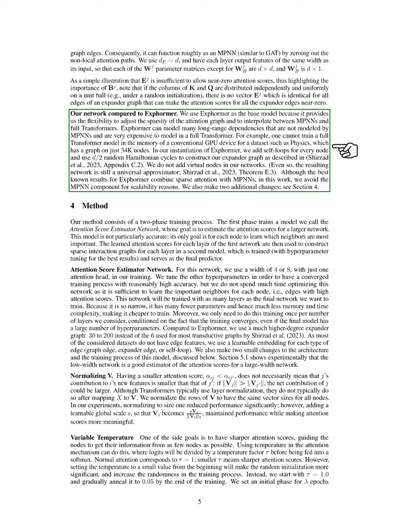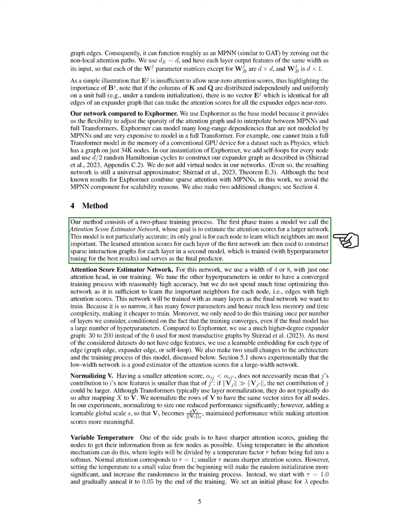Section Method. In this section, we describe our method, which involves a two-phase training process. First, we train a model called the Attention Score Estimator Network. Its purpose is to estimate attention scores for a larger network. This model doesn't need to be highly accurate. It simply helps each node identify its most important neighbors. We then use the attention scores learned from this first network to create sparse interaction graphs for each layer in a second model, which we train with hyperparameter tuning to achieve optimal results.